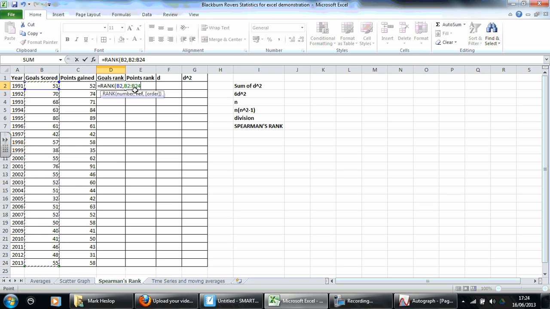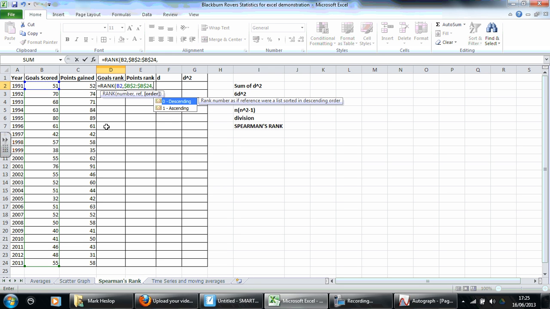So, in order to make sure these numbers never change, if I type F4, then it does that. It makes it the absolute values. That means as we scroll down, it's always going to rank the numbers against B2 to B24 data sets. And it's not going to change those, and that's what we like.